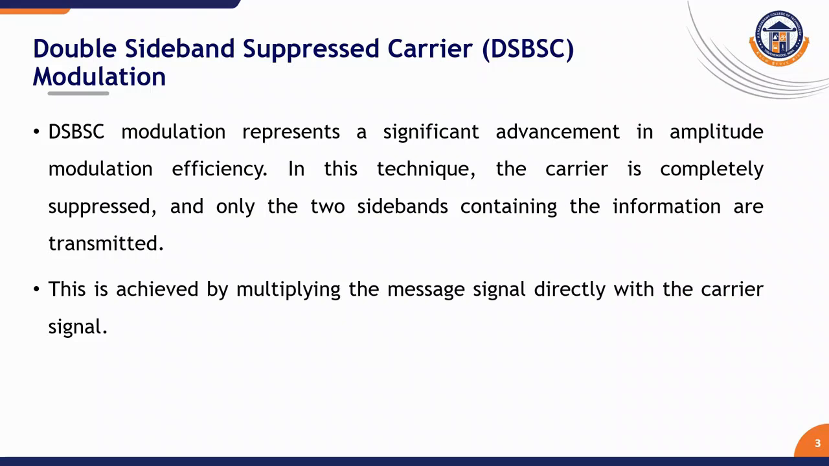DSB-SC modulation is generated using a balanced modulator. In this process, the message signal is multiplied directly with the carrier signal. Due to the symmetry of the balanced modulator, the carrier component is completely cancelled, leaving only the two sidebands, the upper and lower sidebands. This multiplication process ensures that no carrier power is transmitted, making DSB-SC more efficient than conventional AM systems.